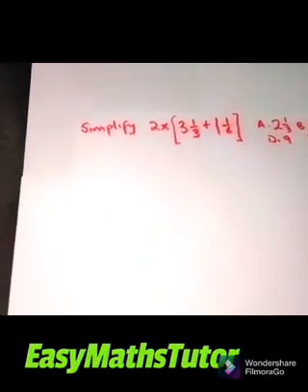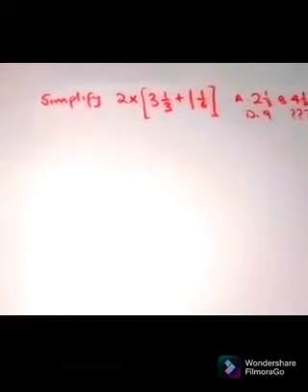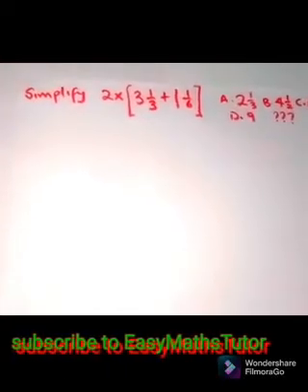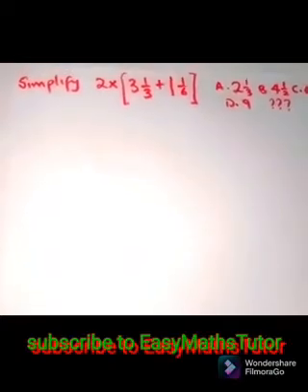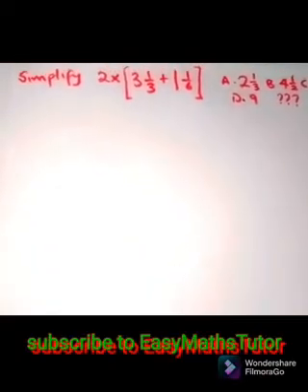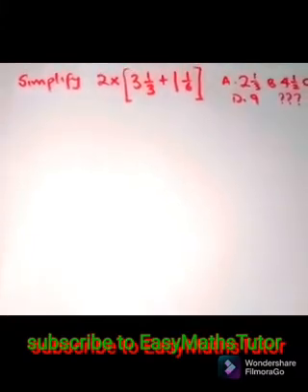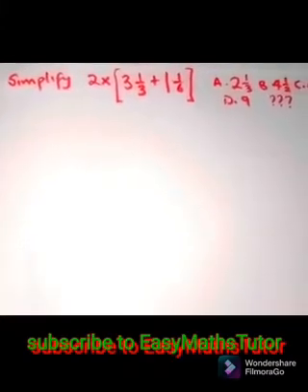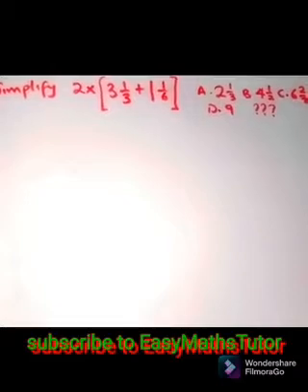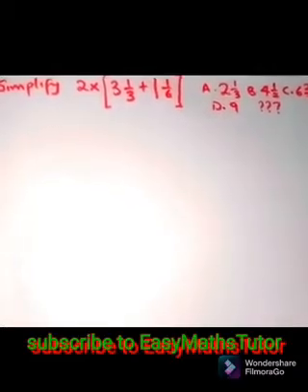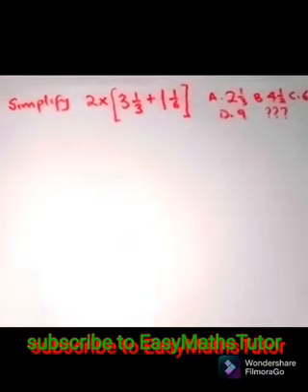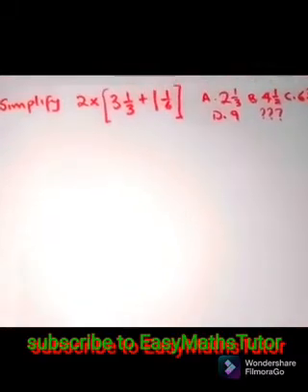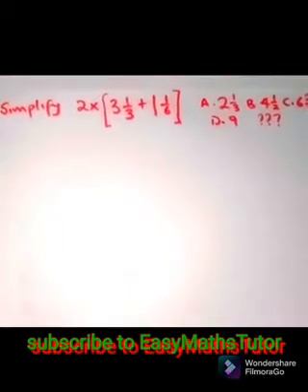Okay, so today we're going to solve this quick question. Simplify 2 times the bracket of 3 and 1 over 3 plus 1 and 1 over 6. And then we have the options: A, 2 and 1 over 3, B, 4 and 1 over 2, and C, 6 and 2 over 3, and also D, 9. So what is the value when we simplify? Mind you, these are objective test questions.